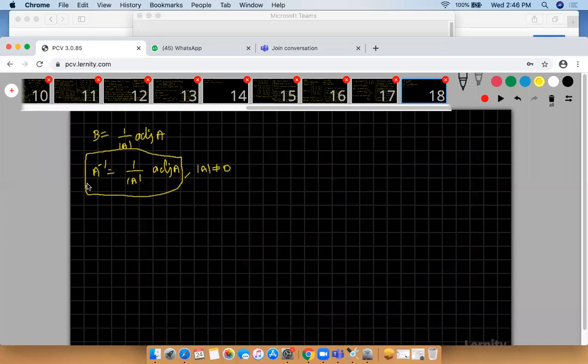A inverse is equal to 1 by determinant of A, adjoint of A. Determinant of A is a numerical number. Adjoint of A is a matrix of the same order as A. The matrix multiplied by this numerical number 1 by determinant of A gives another matrix. That matrix is called your A inverse, the inverse of the matrix.